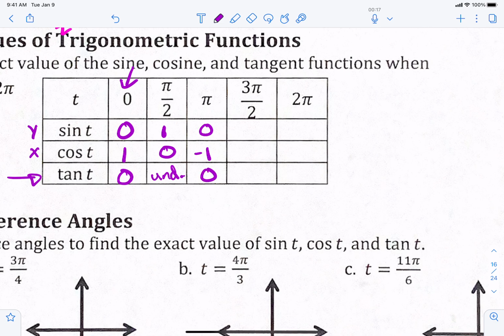Okay? 3 pi over 2? -1, 0, and undefined. And then 2 pi. But we've really already done 2 pi because 0 is the same thing. Just copy those two columns, they are the same, right? 0, 1, 0, because 0 is the same thing as 2 pi, yeah? Okay, you seeing how to read this unit circle a little bit?